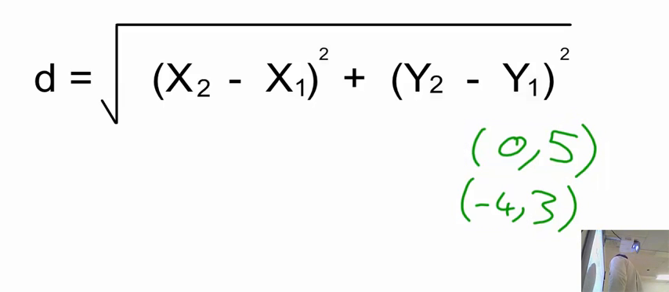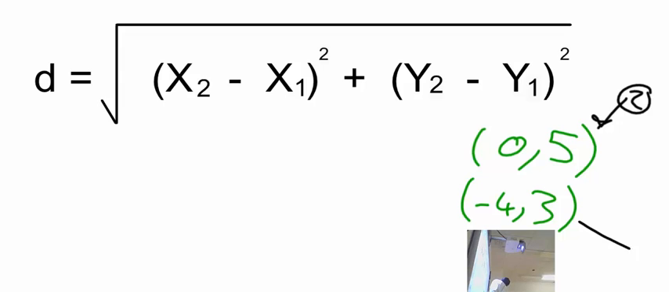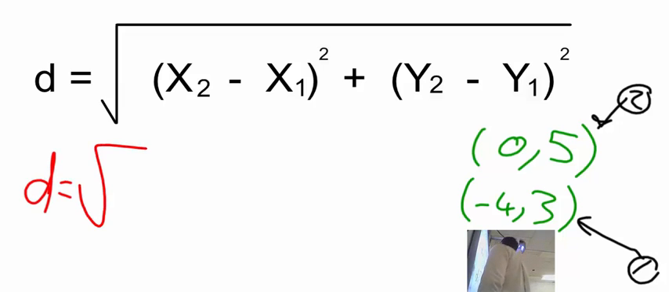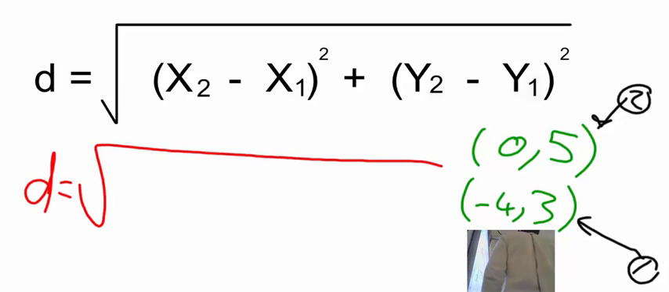And let's figure out which one is first, which one is second. This is totally up to you. And I choose this one will be number 2 and that one will be number 1. So you can do the other way around. You will get the same answer anyway. So now let's calculate the distance using the formula. The distance formula starting with the square root.